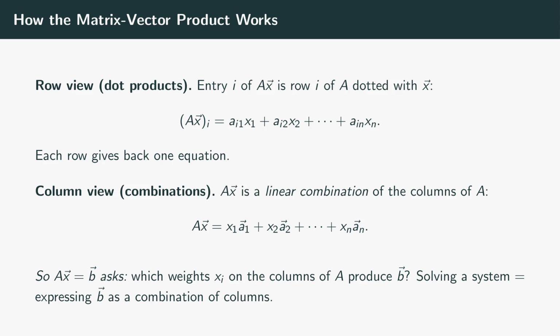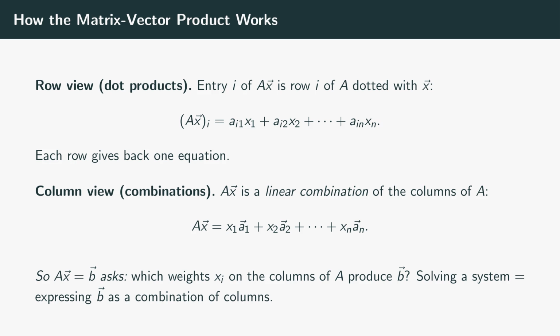It is worth seeing 2 ways to read the product A times x, because both matter later. The first is the row view. The ith entry of A times x is the ith row of A dotted with the vector x, that is, the coefficients in that row, each multiplied by its unknown and summed. So every row of the product hands you back one equation. That is the view that makes A times x equals b just a restatement of the system.